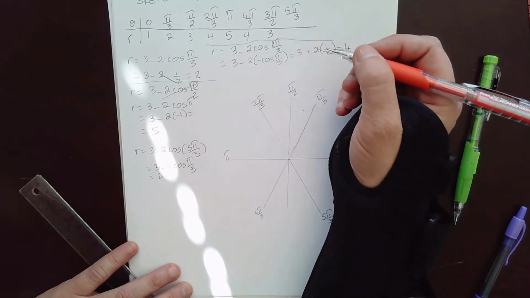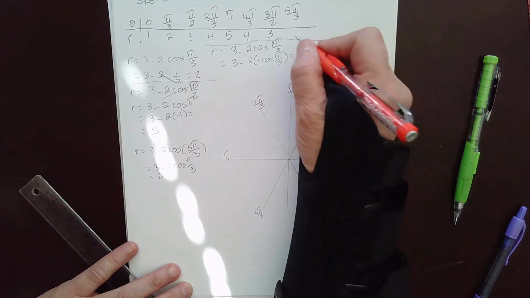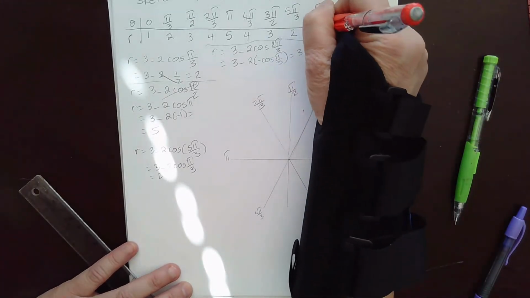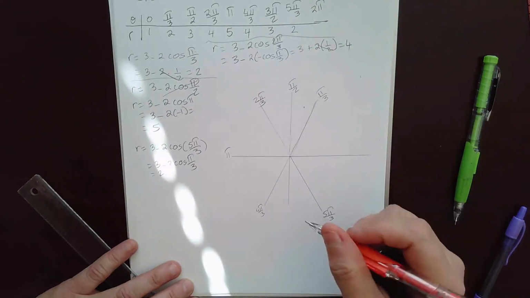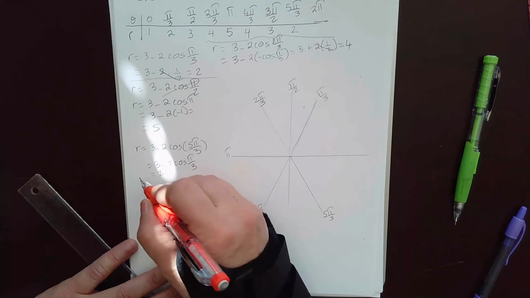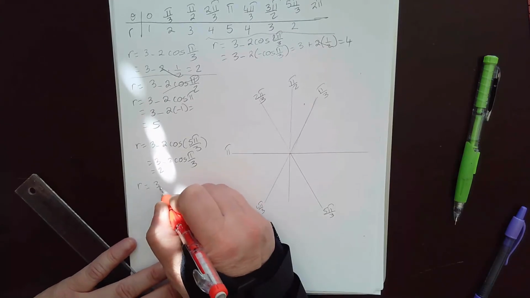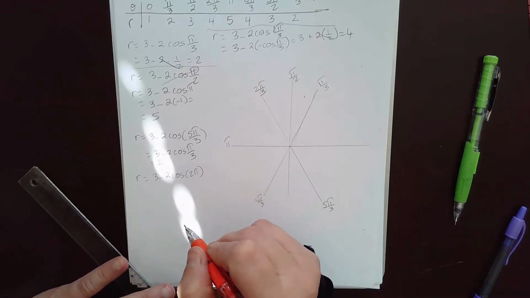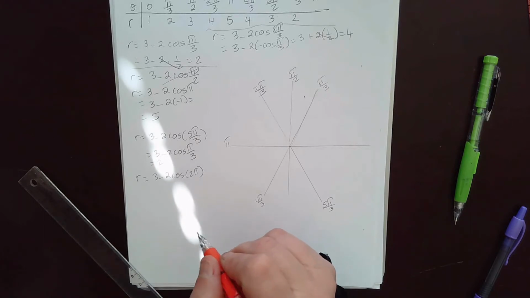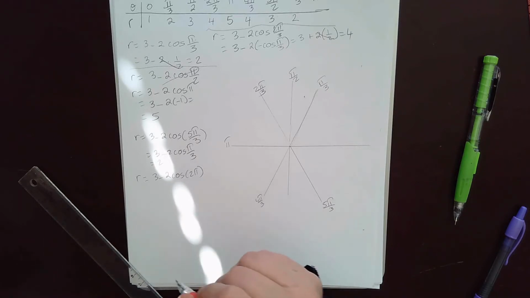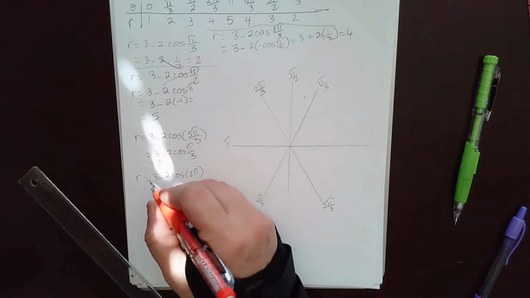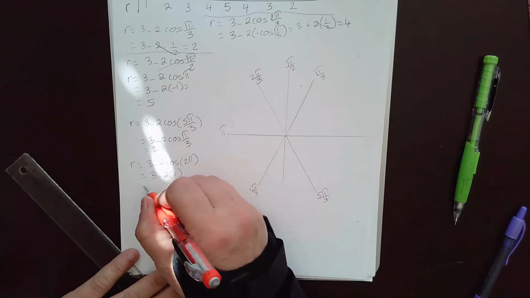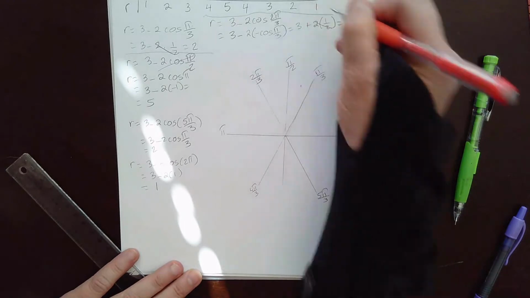So 5 pi over 3, what do you get? You get r is 2. And let's do one more, 2 pi. And then 2 pi will come back here. Cosine, what is cosine 2 pi? So r is 3 minus 2 cosine 2 pi, right? So what would that give me? Cosine 2 pi is the same as cosine 0, so 3 minus 2 times 1. Cosine 0 is 1. 3 minus 2, that's 1. So here is 1. So how do we graph it?